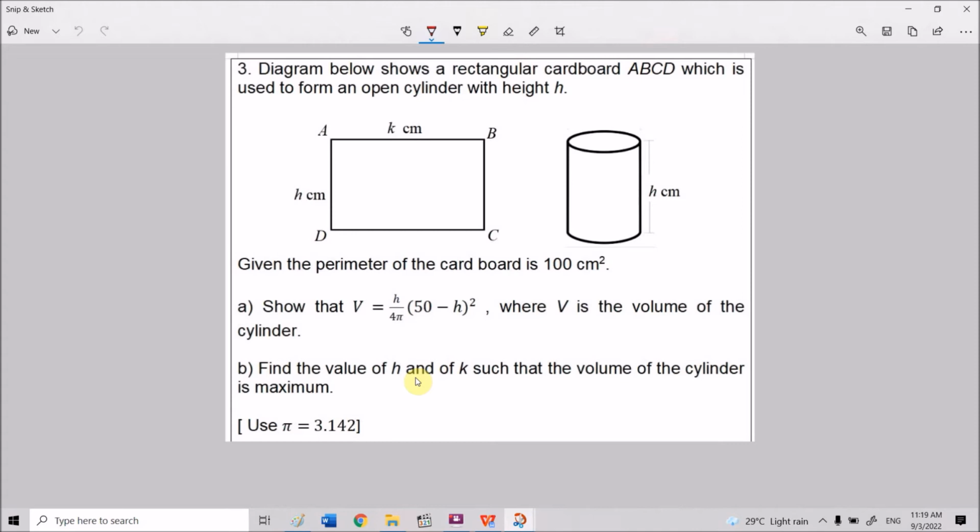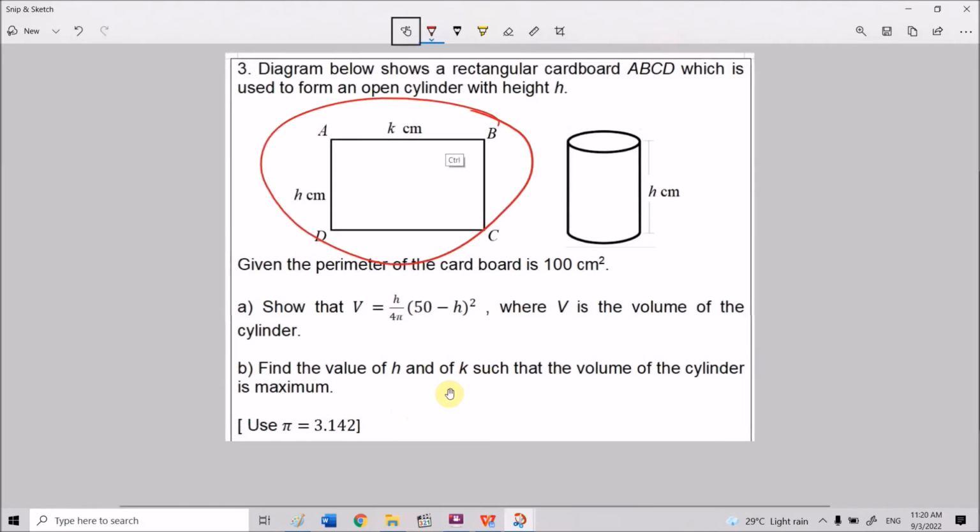Now we move on to another question. Here, this is similar to question number 2, where you need to find the volume of a cylinder, and then you need to find the value of h and k such that the cylinder volume is maximum. Diagram below shows a rectangular cardboard. Okay, so we have a rectangular cardboard here.